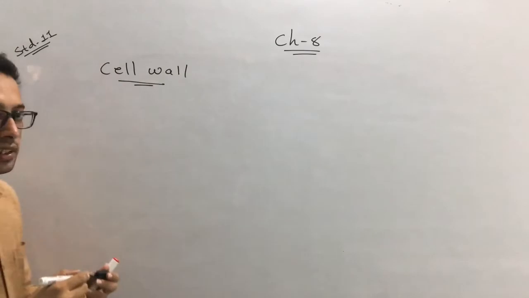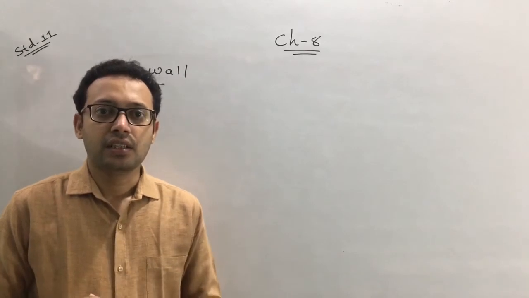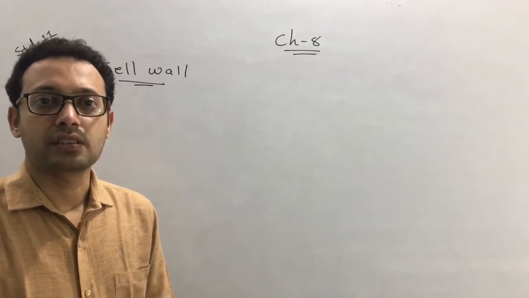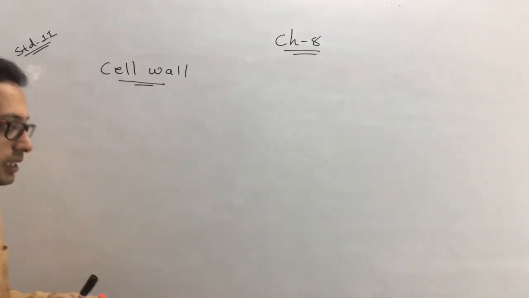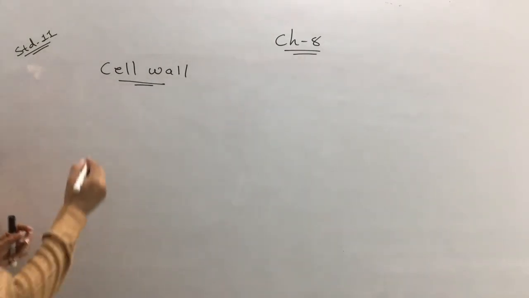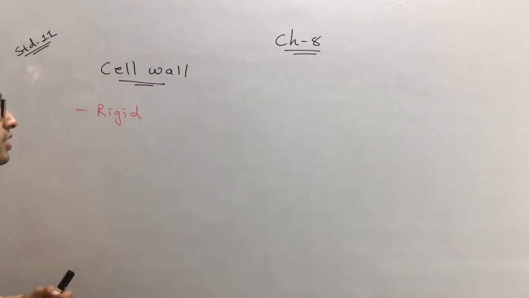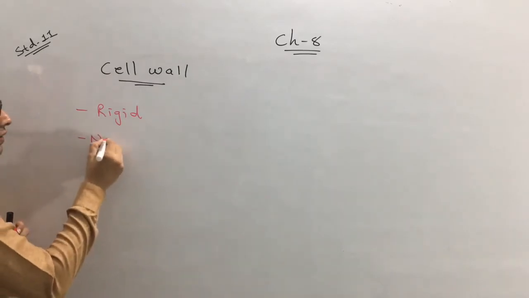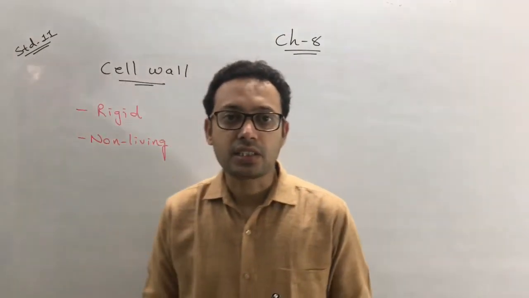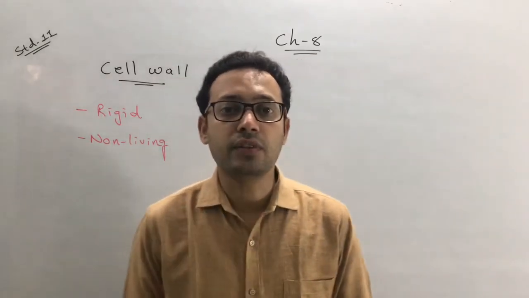You know that the cell wall is a type of envelope that can be found in the plant cell and in the bacterial cell, but it is absent in the animal cell. This cell wall is rigid. It is not flexible like a cell membrane. It is rigid and it is a non-living structure. So the characteristic of a cell wall: it is a rigid and non-living structure. Now what are the functions of this cell wall?